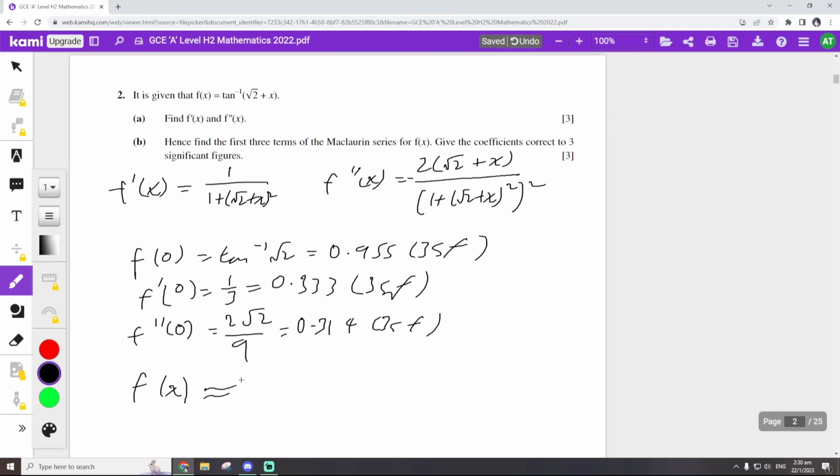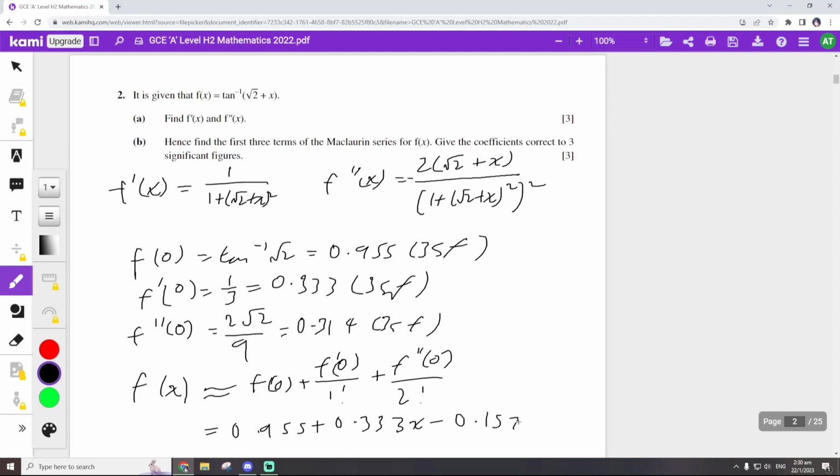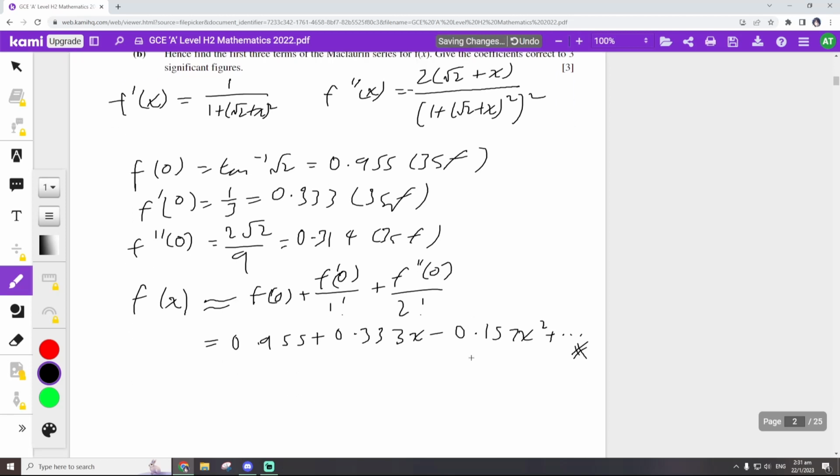So f of x is approximately f0 plus f prime 0 over 1 factorial plus f double prime 0 divided by 2 factorial. So this is 0.955 plus 0.333x minus 0.157x squared, and yeah, that is your Maclaurin series for tangent inverse root 2 plus x.